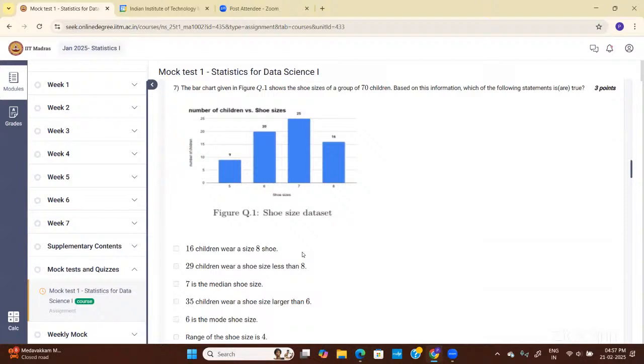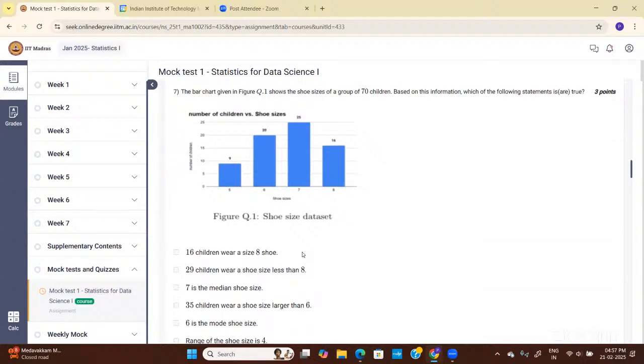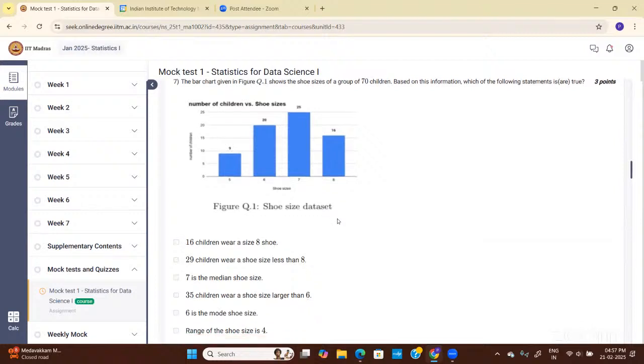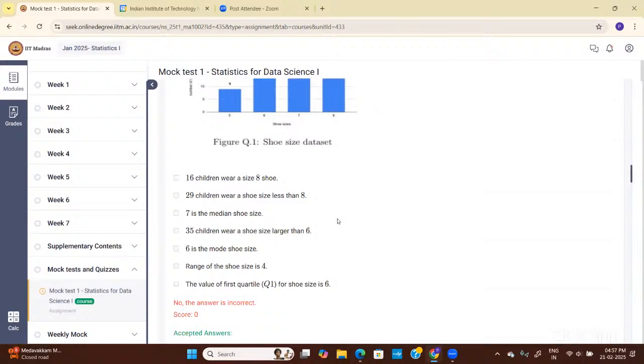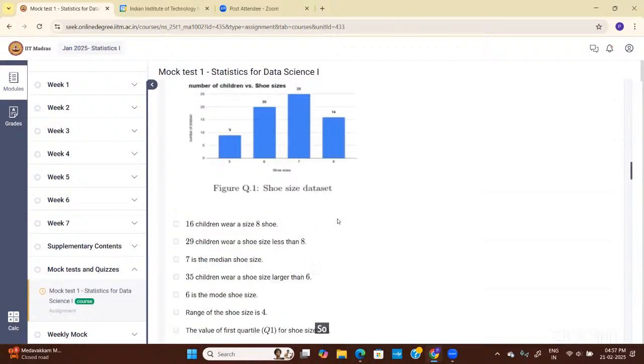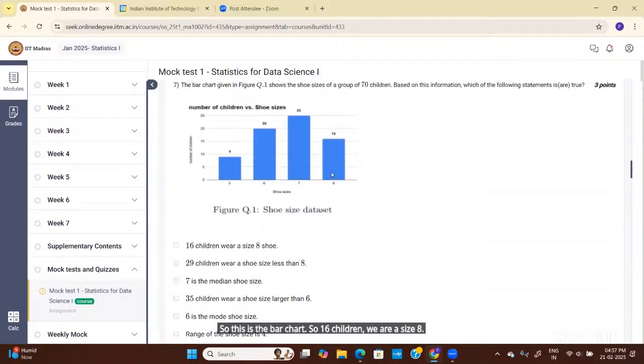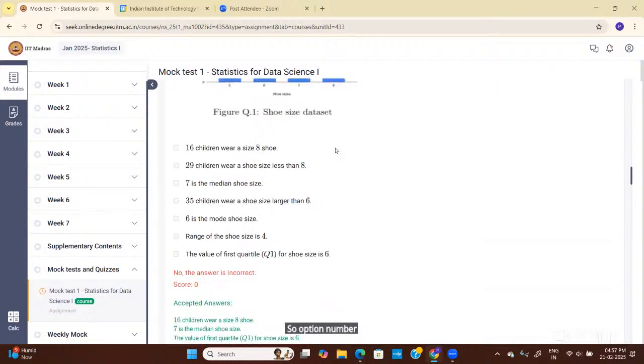The question is: the bar chart given in figure Q.1 shows the shoe size of a group of 70 children. Based on this information, which options are correct? This is the bar chart. 16 children wear a size 8. At size 8, we can see that 16 is the frequency. So option 1 is correct.